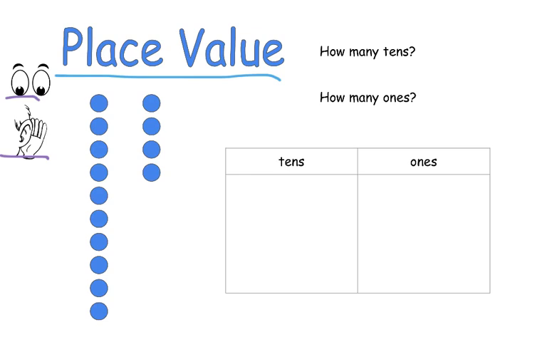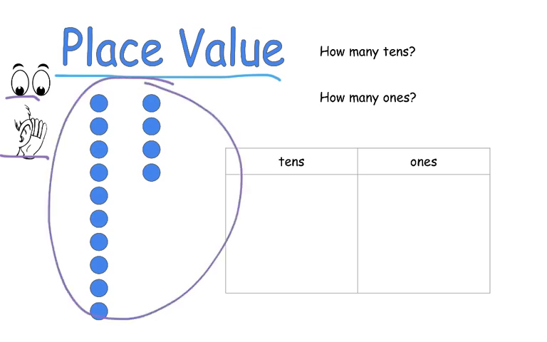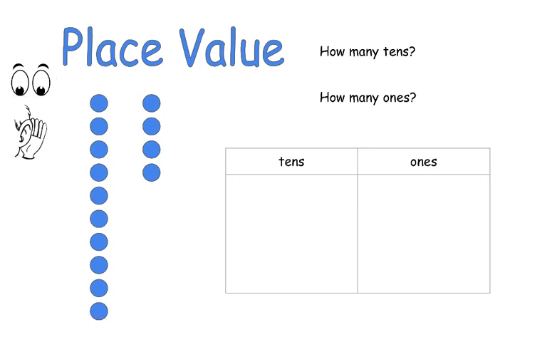Alrighty. So what I want you to do is count how many blue circles there are all together. Go ahead. Count them. Alright, how many blue circles are there? Did you get 14? If you did not get 14, then you need to count them again. Okay, great.